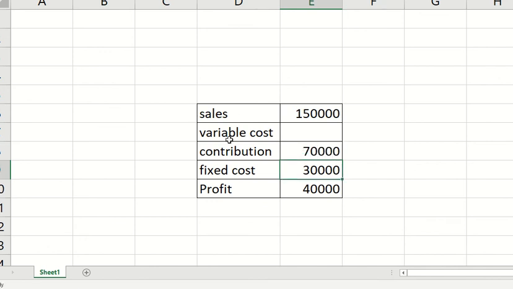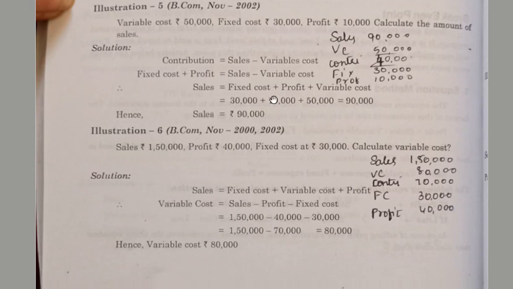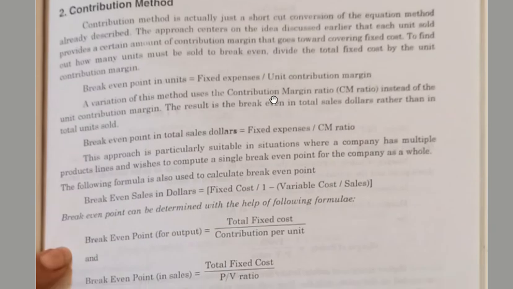So if you see, they have given sales, we have the contribution. So can we find out the variable cost? The actual formula is sales minus variable cost is equal to contribution. Here the unknown figure is variable cost, so we just reverse the formula. Sales minus contribution is equal to variable cost. So 1,50,000 minus 70,000, which is equal to 80,000. Okay, so are we getting the answer? Yes.